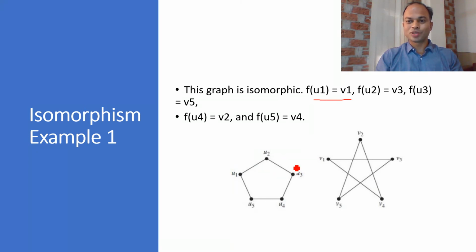Now we are talking about non-edges to non-edges. For example, from u1 to u4 there is no edge. Now in this case, the equivalent of u4 is v2, and from v1 to v2 there is no edge. So the mapping is no edges to no edges. Mapping edges to edges is here, and mapping non-edges to non-edges is here. Therefore, these two graphs are isomorphic graphs.